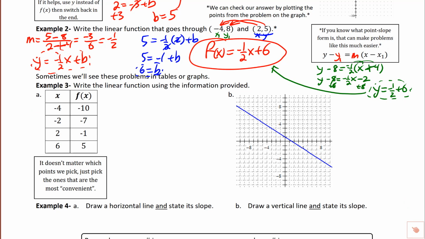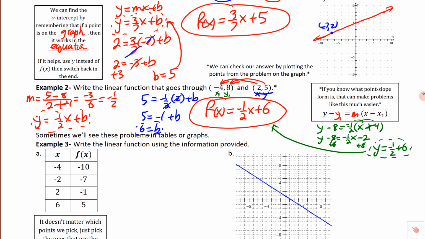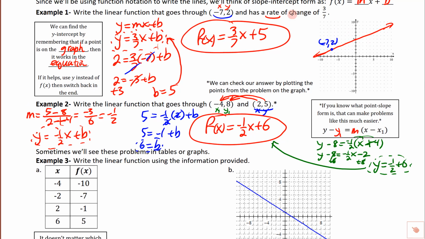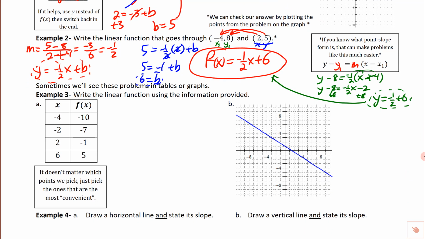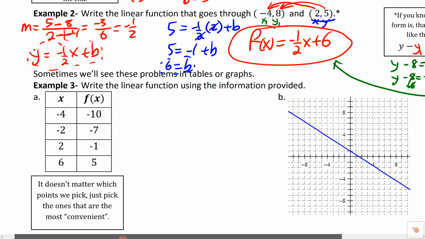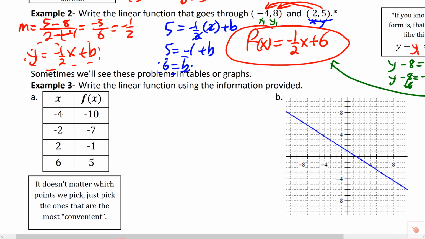Okay, let's take a look at the next one, because on this one, sometimes we get our points in tables, and then other times we get them in graphs, rather than them just flat out saying, okay, here's a point, there's a slope, here's a point, you need to find the slope or the rate and stuff like that. So on this one it says write the linear function using the information provided. So I'm going to slide over here. And down below here it says it doesn't matter which points we pick.